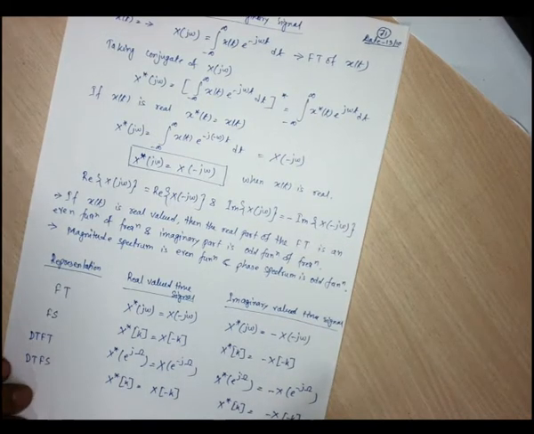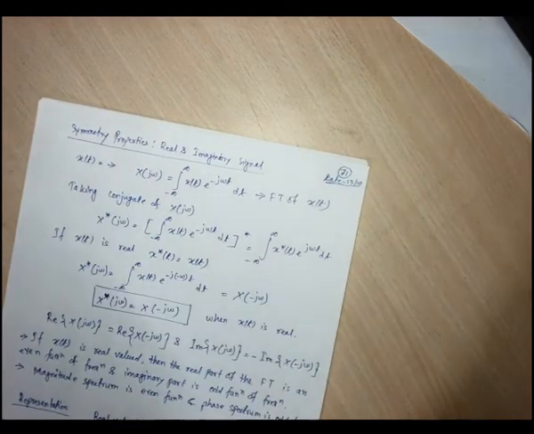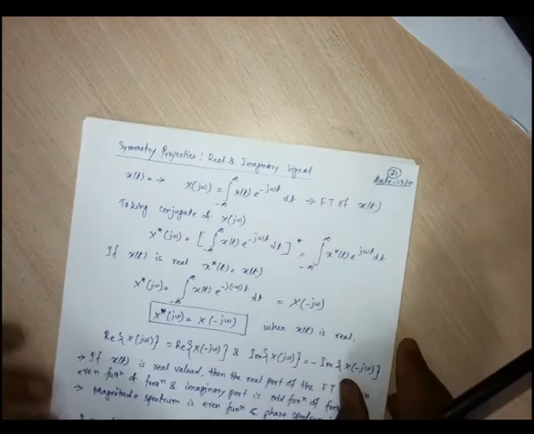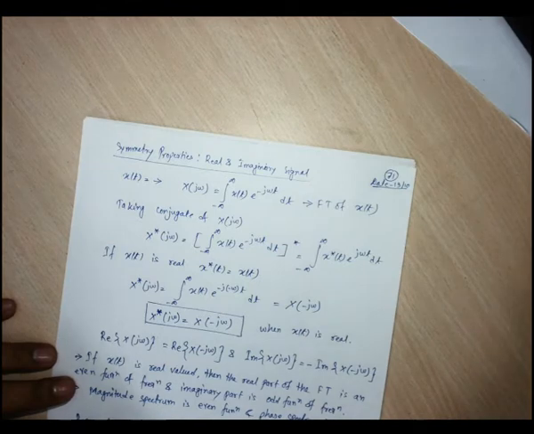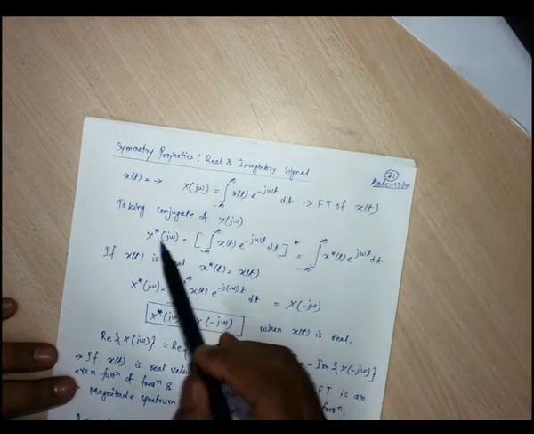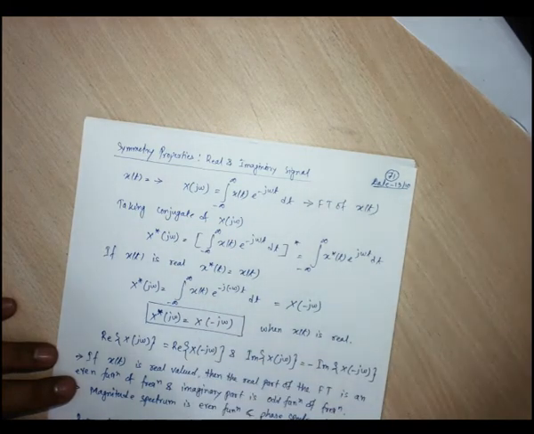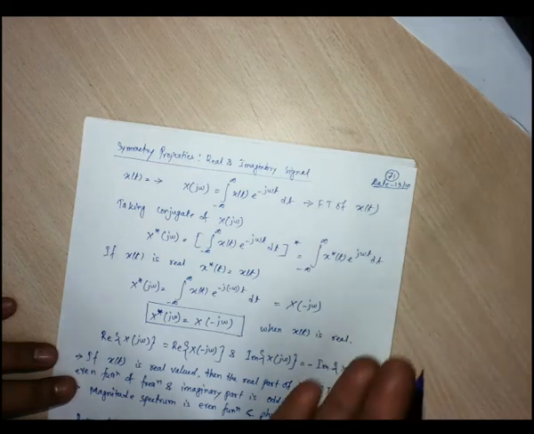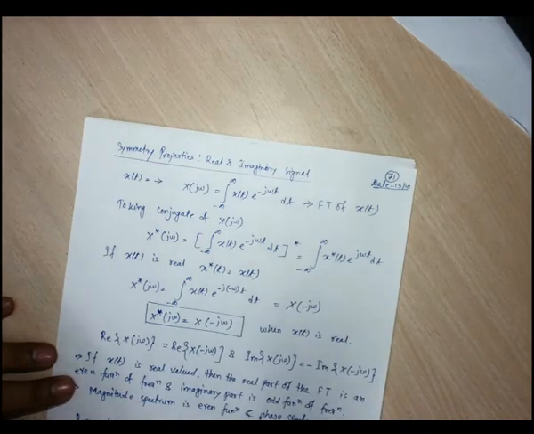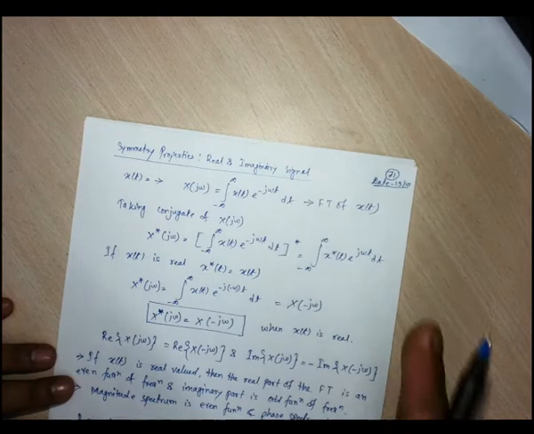Okay, so if we start with the first part, what we did is we took a signal x(t). For that signal x(t), we found the Fourier transform. Next we took the conjugate of this Fourier transform, that is x conjugate of j omega, and found that it is the same as x of minus j omega. It means that the conjugate of the Fourier transform of x(t) is the same as going to the left hand side of the origin of the Fourier transform, where we have the Fourier transform on the right hand side.